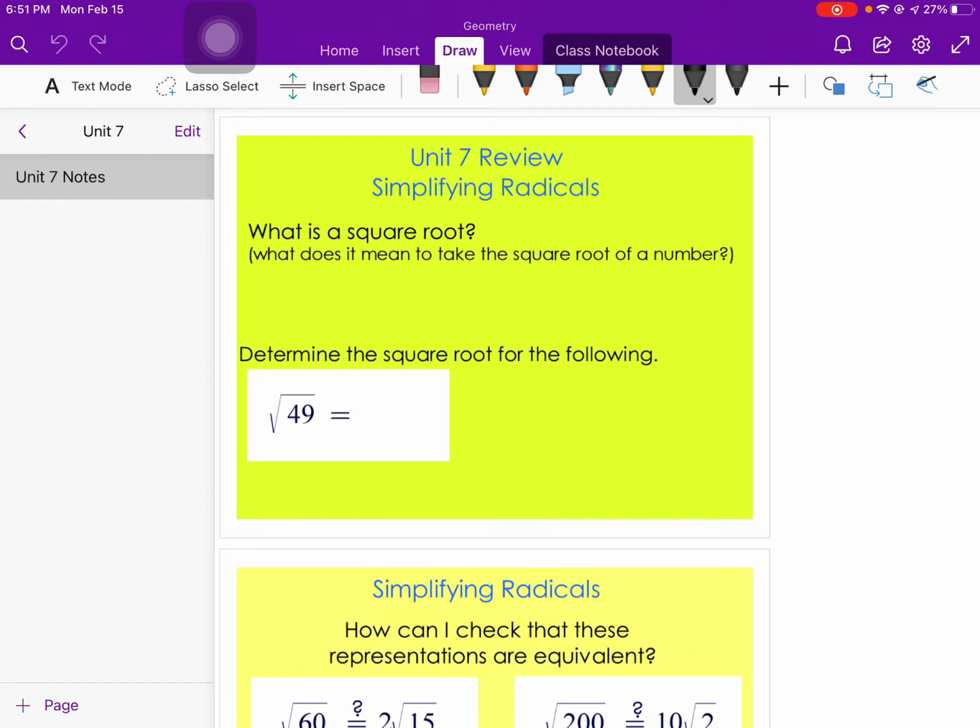So the first question is, what is a square root? What does it mean to take the square root of a number? What we're doing is we're looking for a number that, when you multiply it by itself, gets you to the desired number. So in this case, if you look at the square root of 49, we know that the square root of 49 is 7. It's a perfect square because 7 times 7 equals 49. A number times itself gets you to said number.